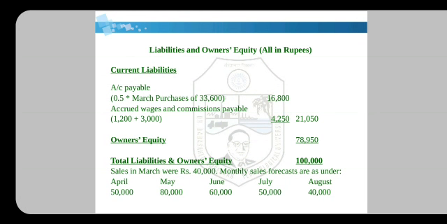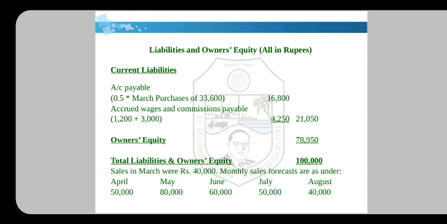Now sales in March were 40,000. We have to make a budget for April and May, but information for March is given. Monthly sales forecasts are given for April, May, June, July, August, that is 5 months, but we are going to write a budget of only 2 months, April and May, for the sake of simplicity. We can write it for all the months.